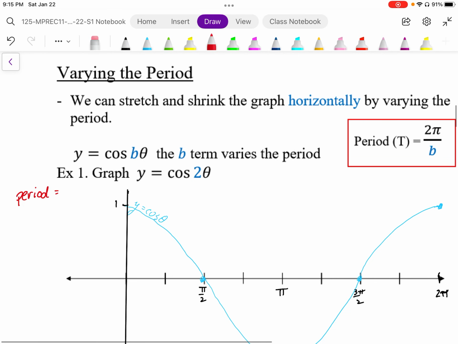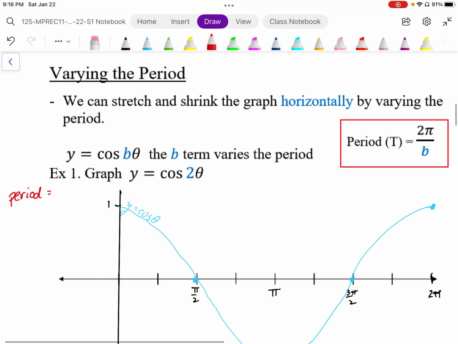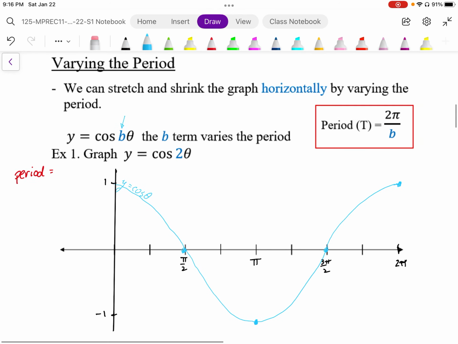So that's the vertical. We can also do an expansion/compression horizontally as well. And that's going to happen based on this b value, the cosine of b theta. So b is going to be a horizontal compression/expansion, and what it will do is vary the period. And how it varies the period is done using this formula here. We just take the original period of 2 pi and we compress it by a factor of b.